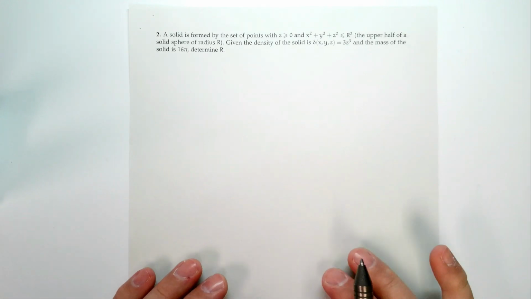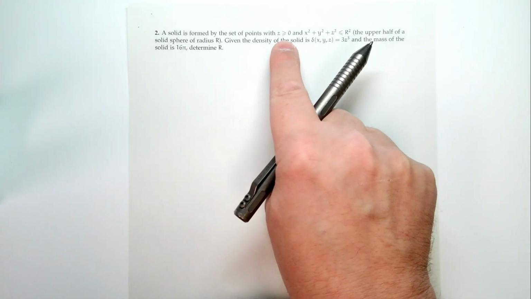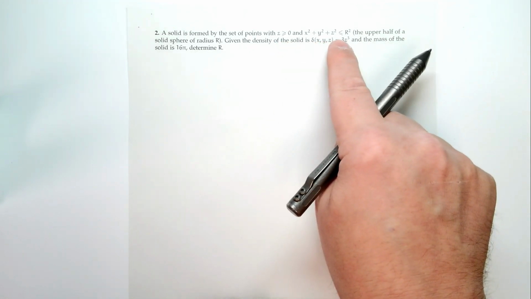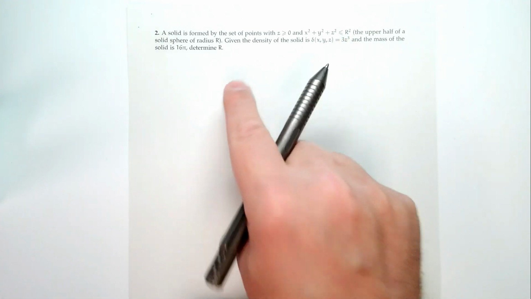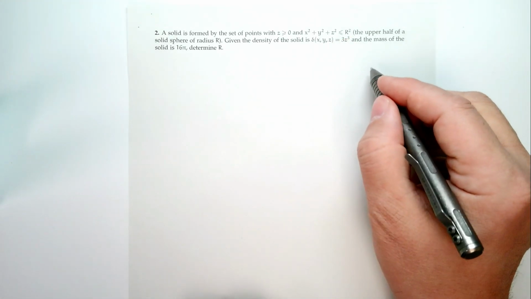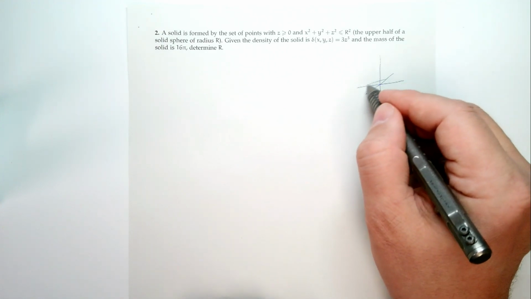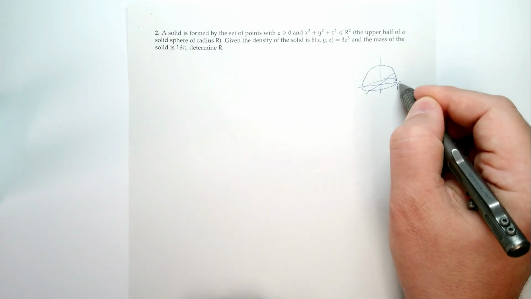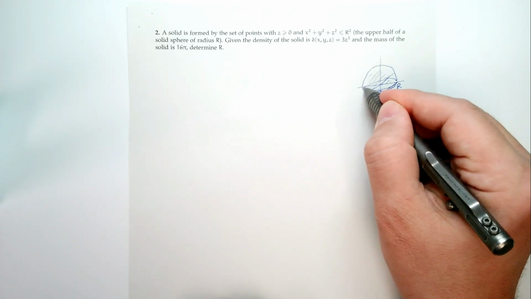So a solid is formed by the set of points with z greater than or equal to 0, so we're above the xy plane, and x squared plus y squared plus z squared is less than or equal to capital R squared, the upper half of a solid sphere of radius R. So we can give a quick sketch of that. So we have half a sphere, radius is R. So we have this solid. All right, so there's our shape.